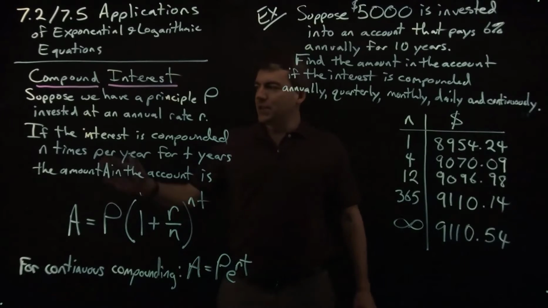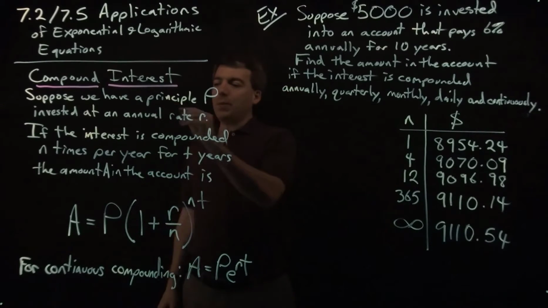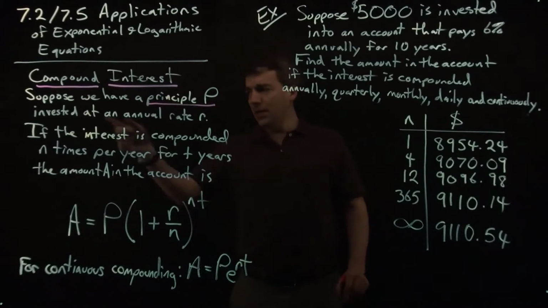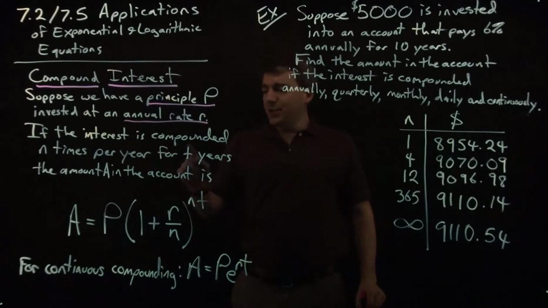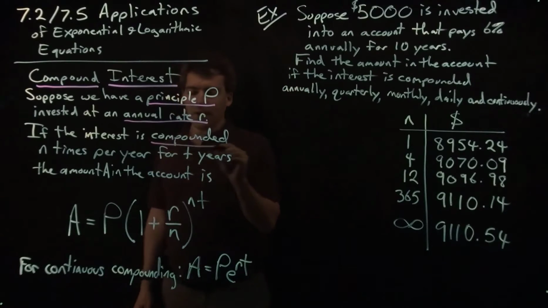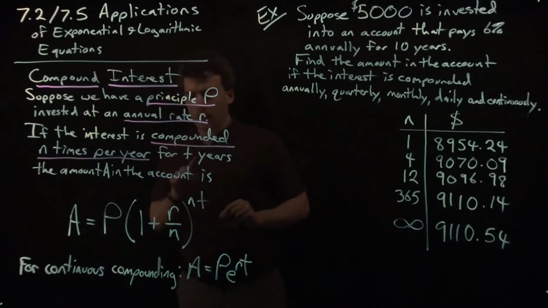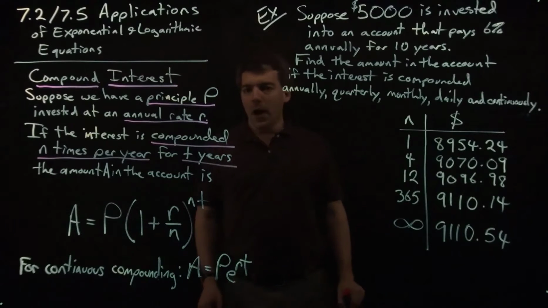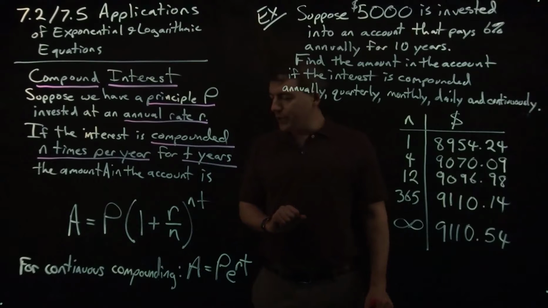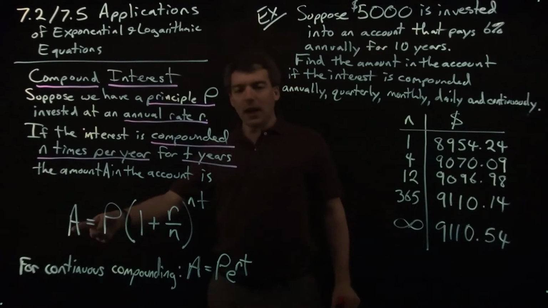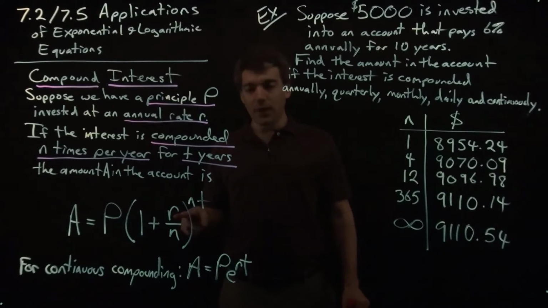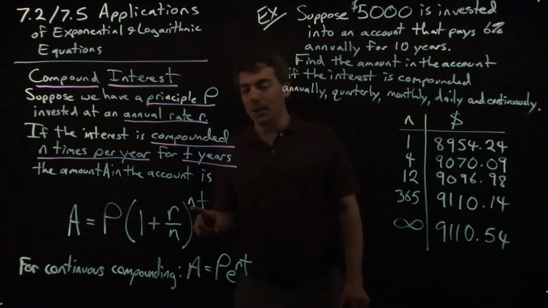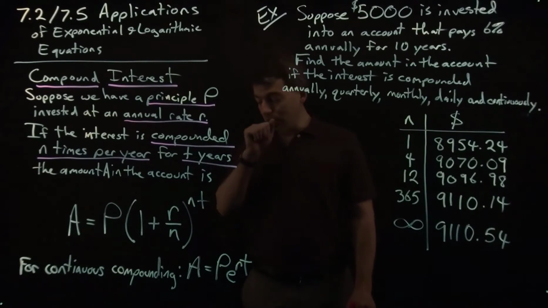So first off, let's consider that we have some principal P invested at an annual rate R. If this interest is compounded n times per year for t years, the amount in the account is given by this expression. The amount in the account A is equal to the principal times the quantity 1 plus the annual rate over the number of times compounded, raised to the number of times compounded times t years.